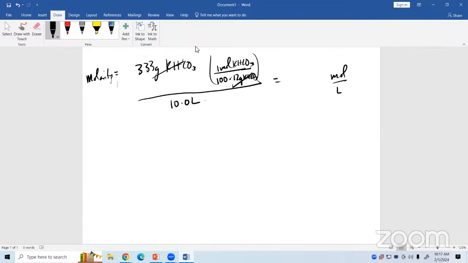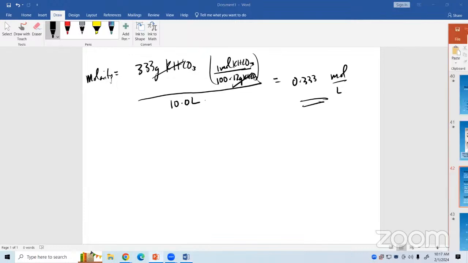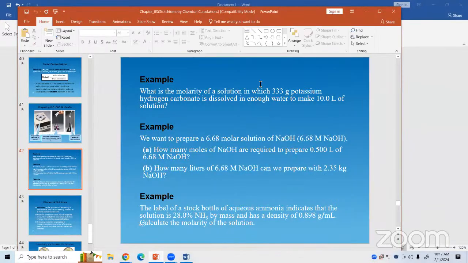So let me do that calculation now. 333 divided by 100.12 divided by 10. According to my calculation, this works out to be equal to 0.333 mole per liter. So that's a relatively simple problem. I don't think there's any issue that you could have with understanding that. So let me move on now to the next example.